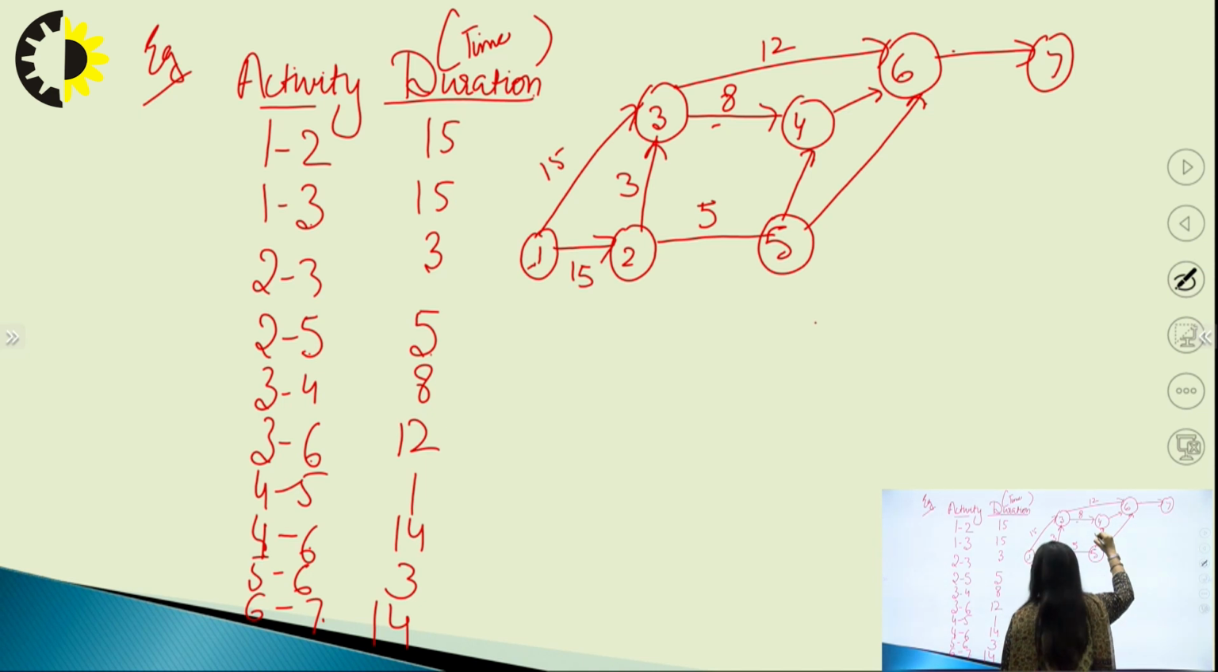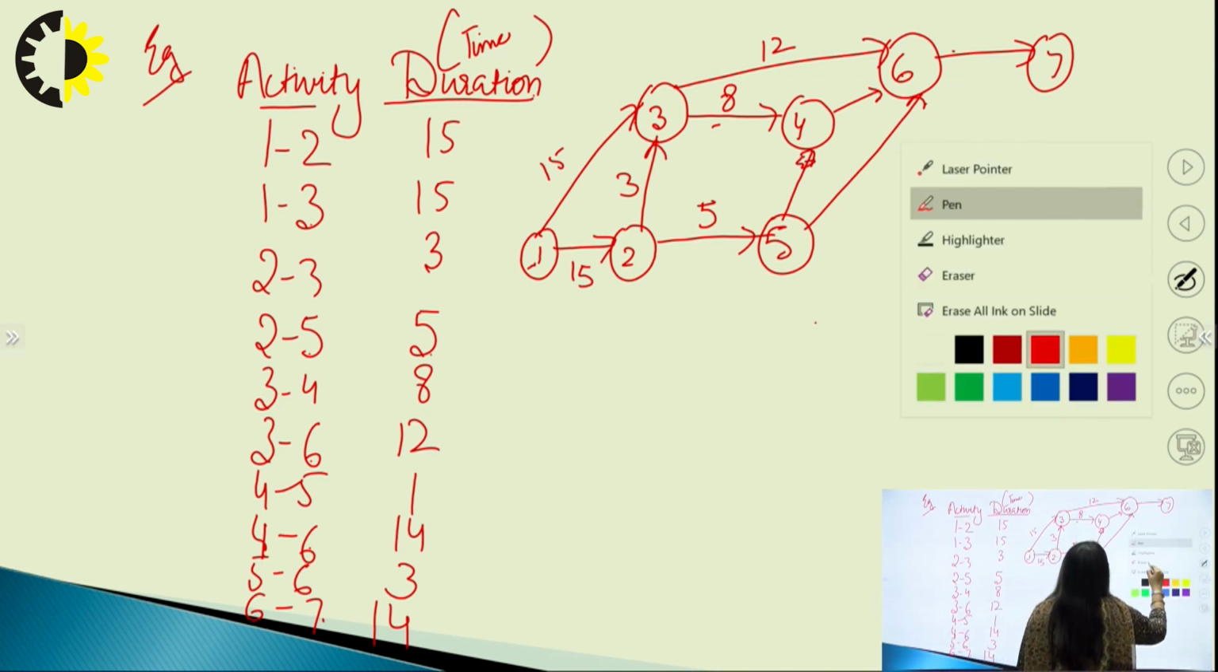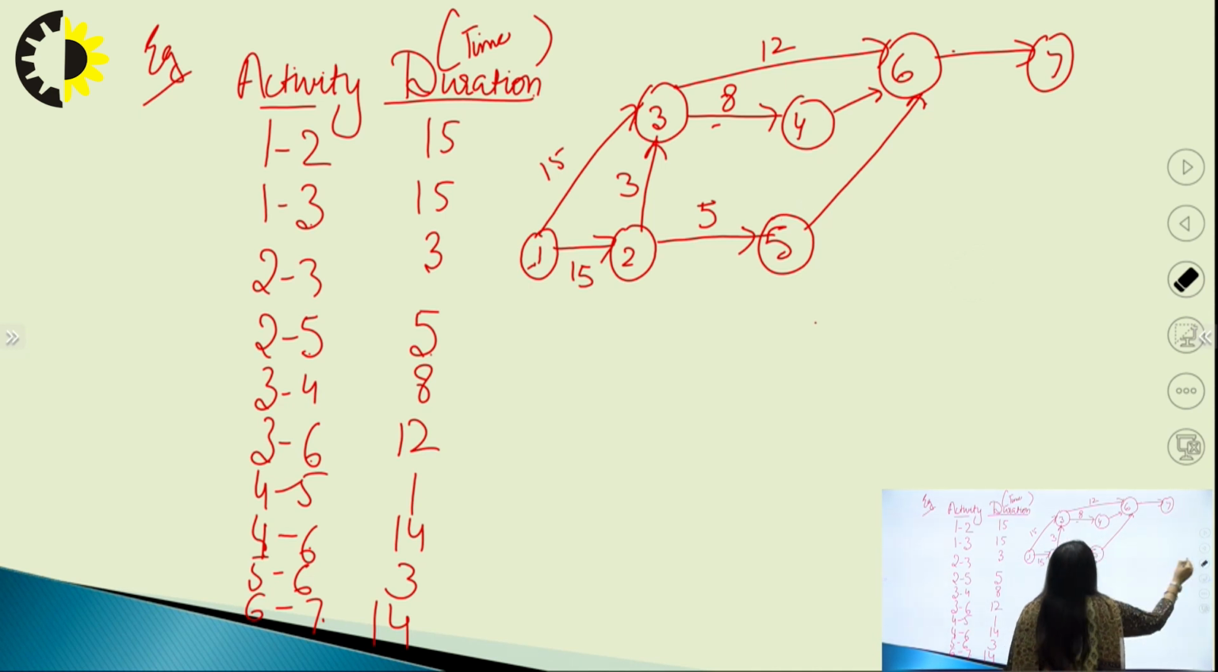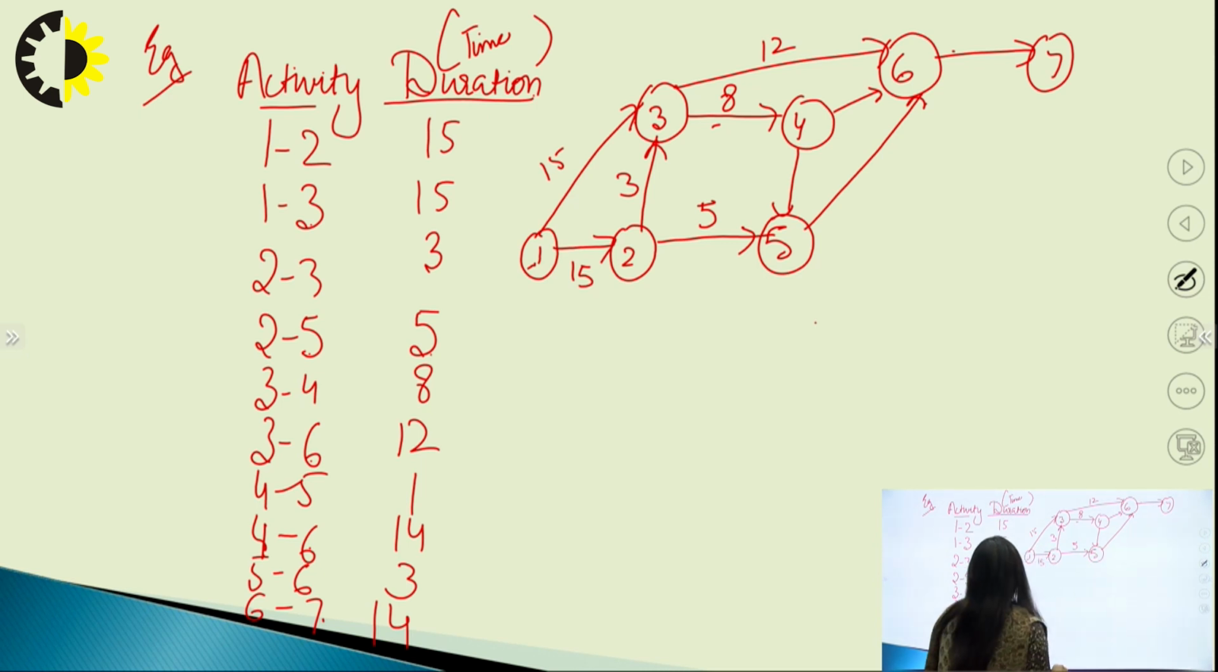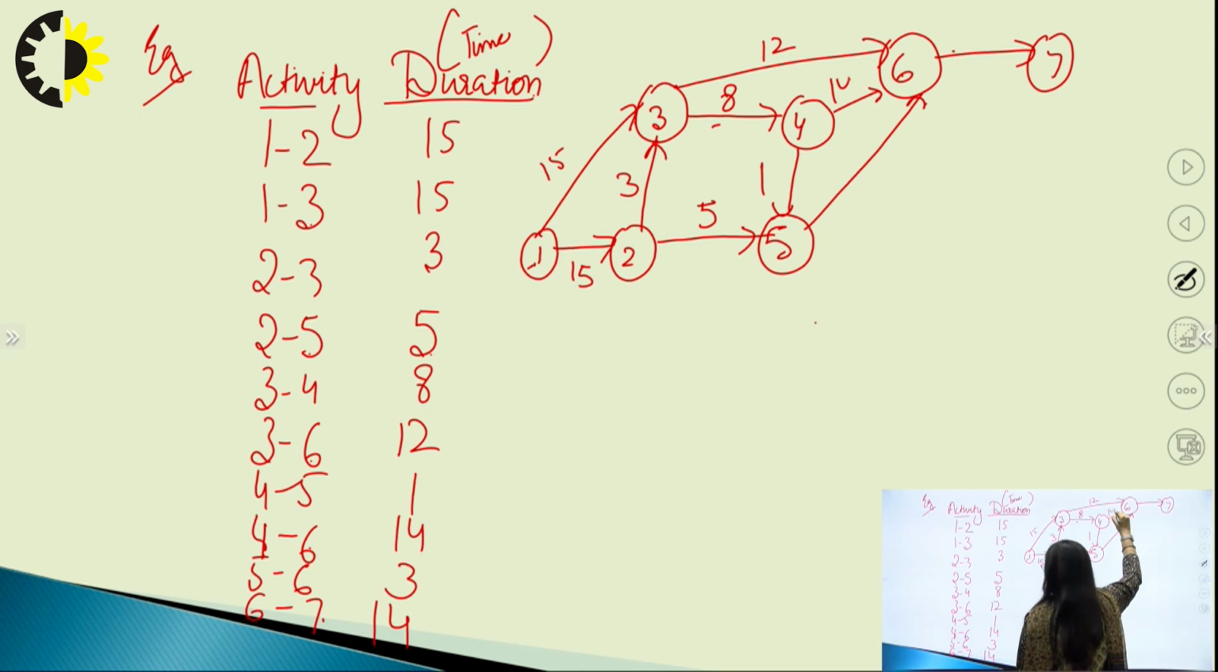4, 5 is, sorry, it is 4, 5. Wrong. I have made a wrong arrow. Okay. 4, 5 is 1, and 4, 6 is 14. 5, 6 is 3 and 6, 7 is 14. Okay. So this whole network is created.